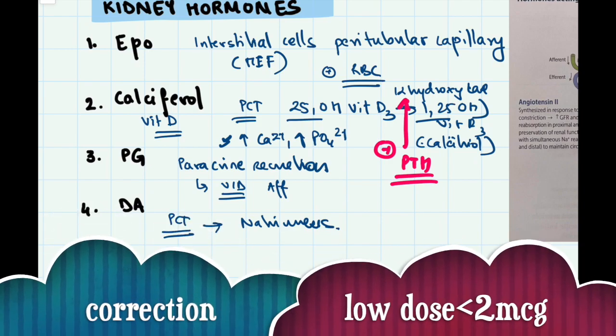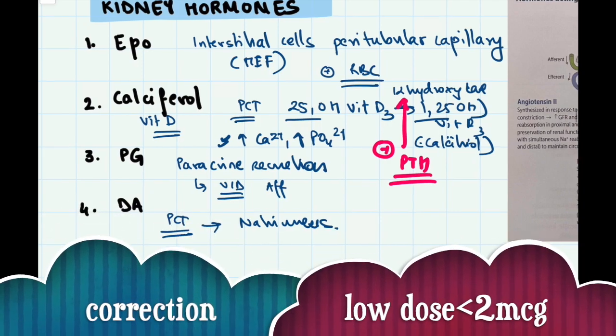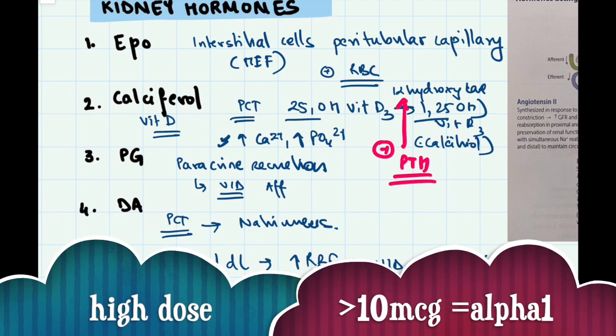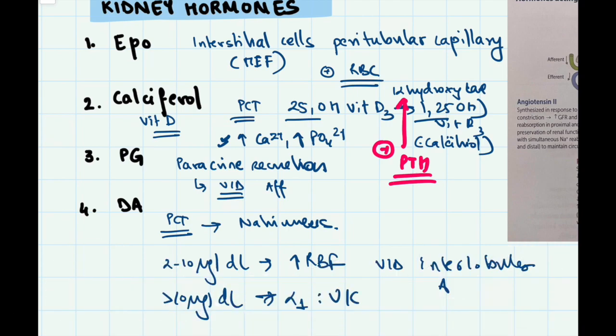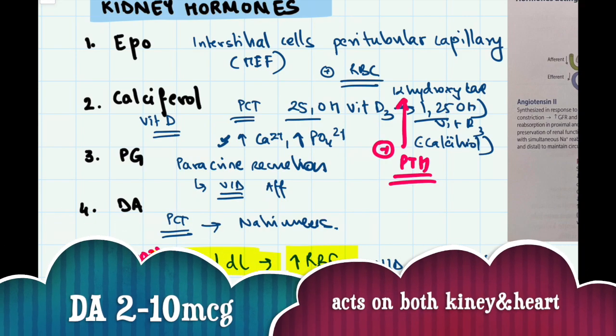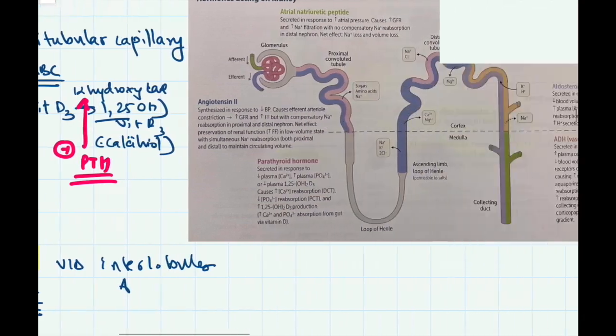At low doses, that is between 2 to 10 microgram per deciliter, dopamine is responsible for increasing renal blood flow by dilating the interlobular arteries, right? While at high doses, it causes vasoconstriction. Therefore, this question was asked last year, that at what dose of dopamine can be used in patients with oliguric cardiac failure.